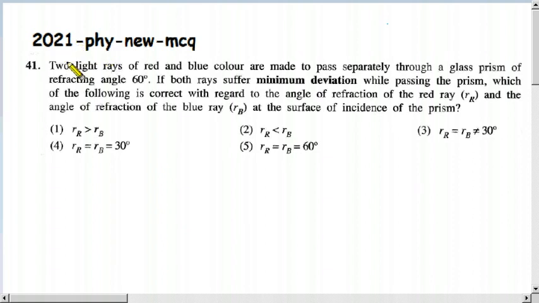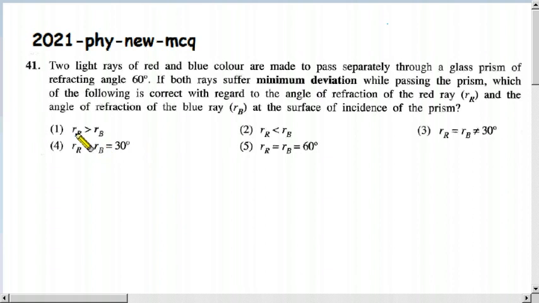Children, today I am going to discuss question number 41 from the MCQ part of the 2021 Physics New Syllabus paper. Two light rays of red and blue color are made to pass separately through a glass prism of refracting angle 60 degrees. If both rays suffer minimum deviation while passing through the prism, which of the following is correct with regard to the angle of refraction of the red ray and the angle of refraction of the blue ray at the surface of incidence of the prism?